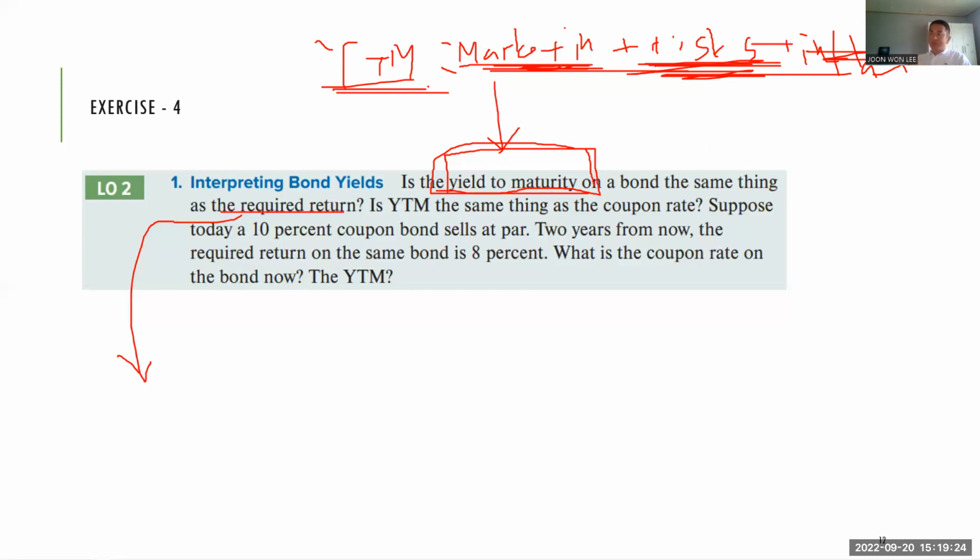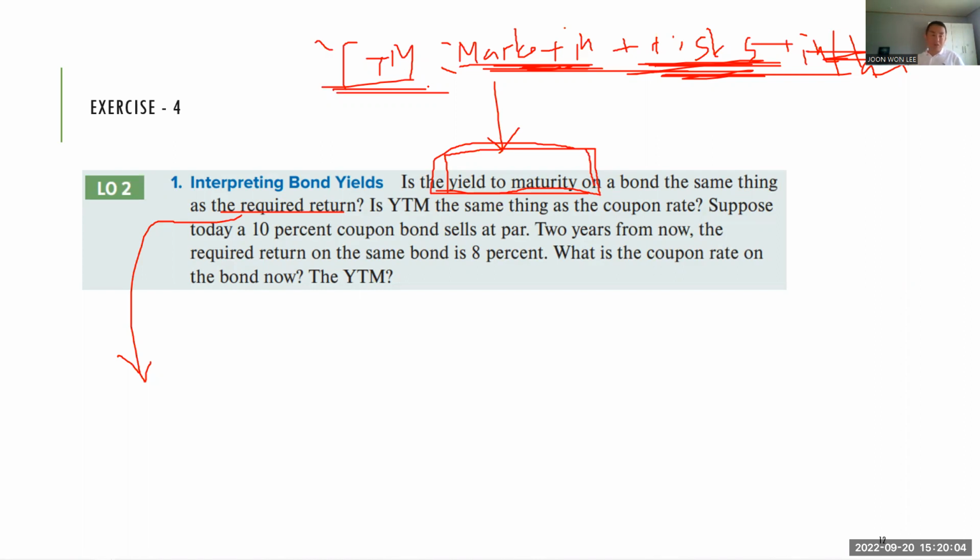So then yield to maturity is going to be the same as the required return, or different? Conceptually, does it sound similar? Does yield to maturity sound similar to the return you require from the investment? What do you expect more than yield to maturity when you make an investment in a bond? Think about it.